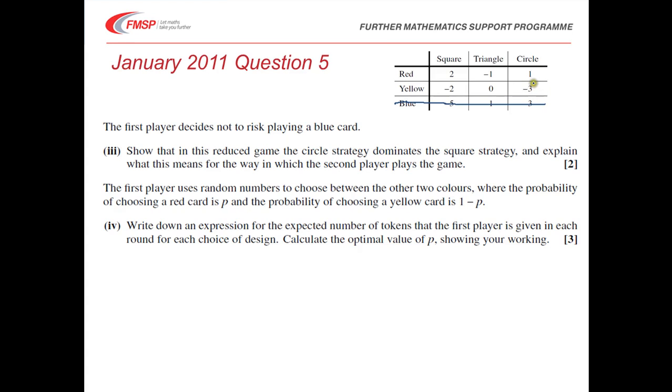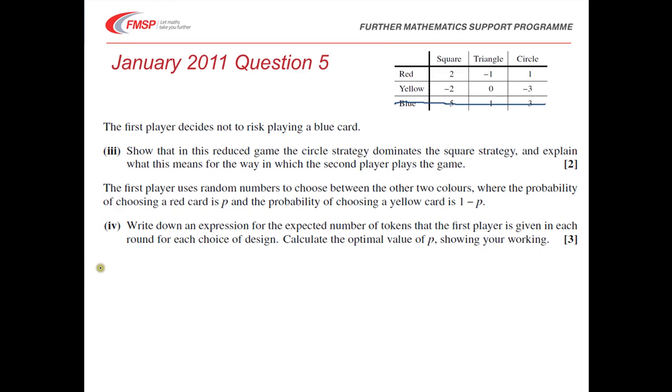So can we see that here 1 is less than 2 and -3 is less than -2, so it will always be better for the second player to choose the circle, because in this case he's going to lose 1 as opposed to losing 2, and here he's going to gain 3 as opposed to gaining 2. So that means we say that the circle dominates the square.